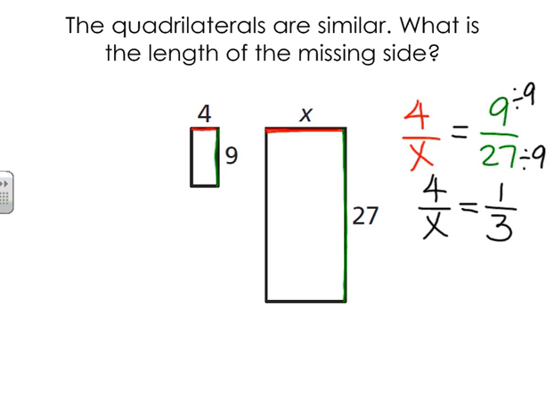Like I said before, you can still use cross products, but if we can use a simpler method, we might as well. So now, 1 times 4 is 4. So 3 times 4 gives us the value of x. So x has to equal 12.